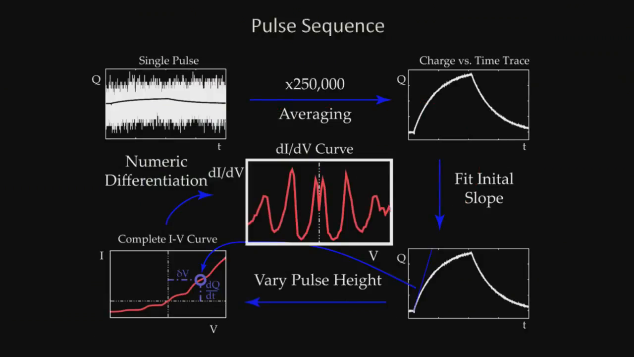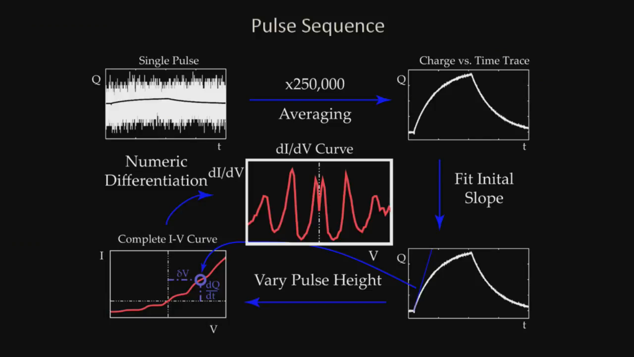So when you apply a single pulse in the actual experiment, you get lots of noise. The reason is that there are only a few electrons involved in the tunneling process. But if you keep averaging the data, then you get this RC-like charging shape. But what really matters in the actual experiment is the initial rise of the charge that goes into the 2D system.